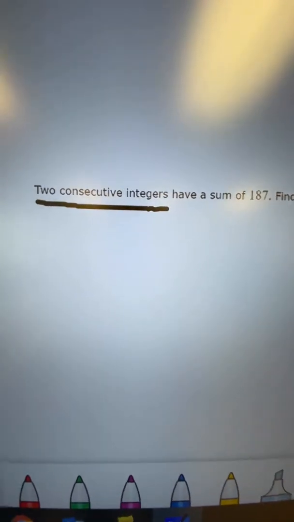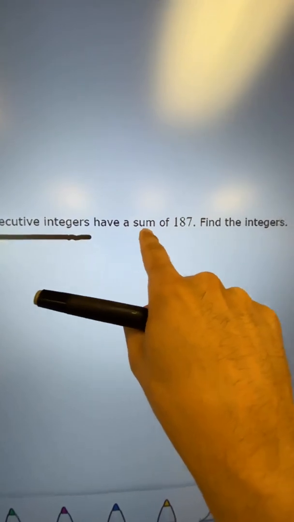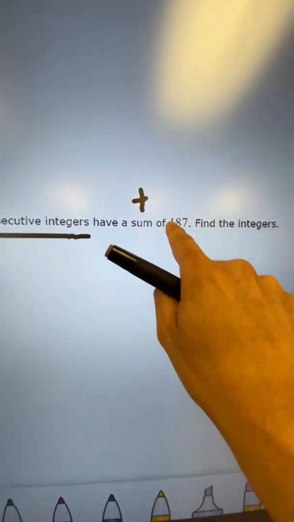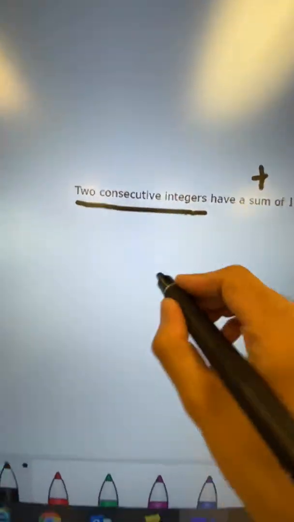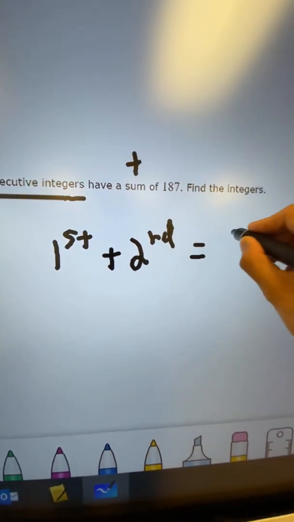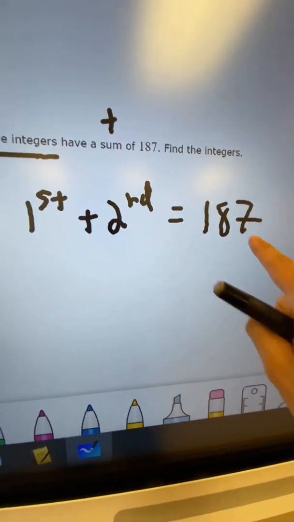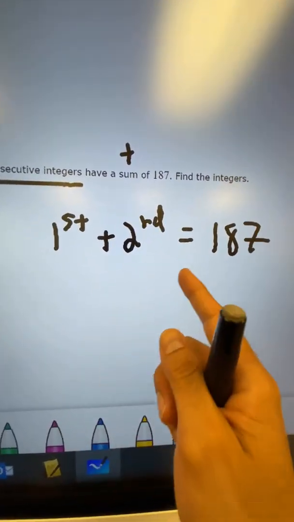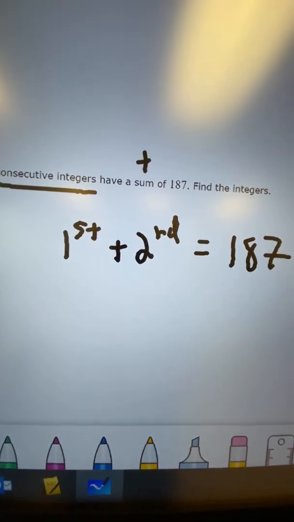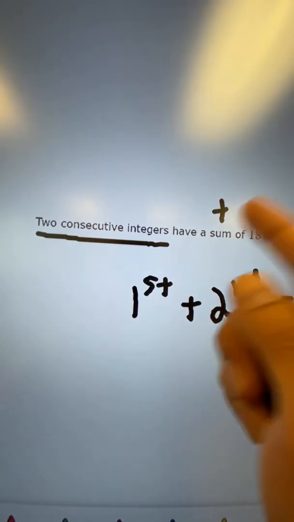In example 2, it just says find 2 consecutive integers that have a sum, and don't forget, sum means add, to 187. So in this case, we only have 2 numbers. So I know the first number plus the second number should equal 187. And notice this number is much bigger, so I know that I got to pick 2 numbers that are a little bit bigger than my previous example. But notice it just says 2 consecutive integers. It doesn't say even integers.